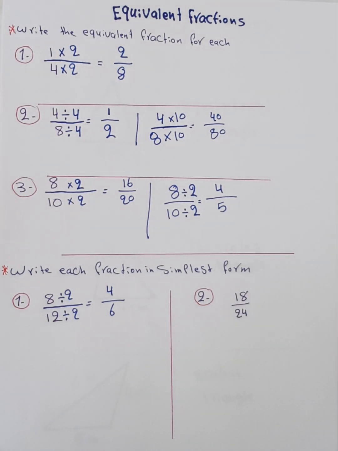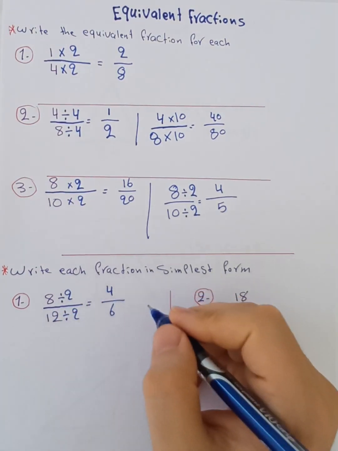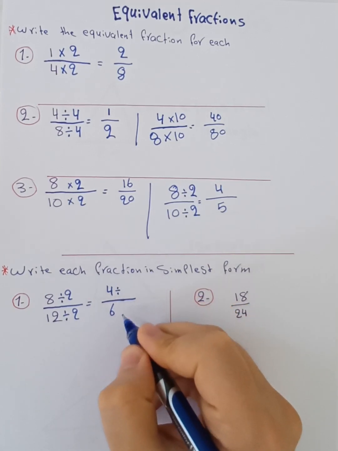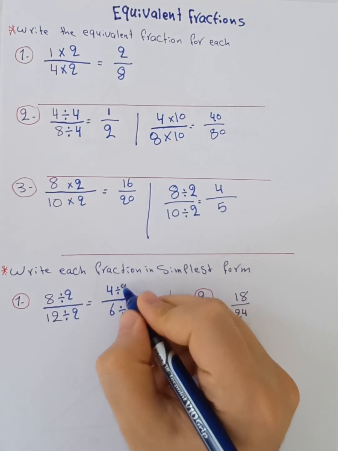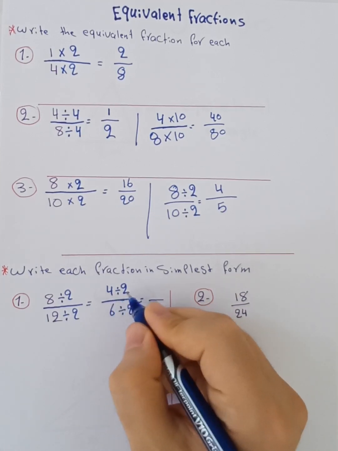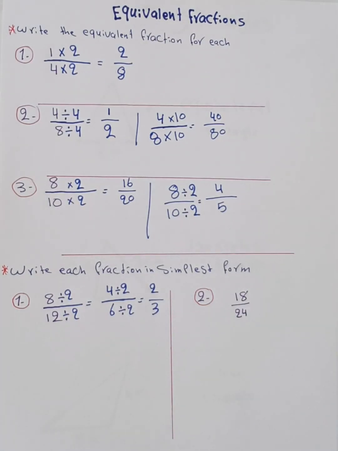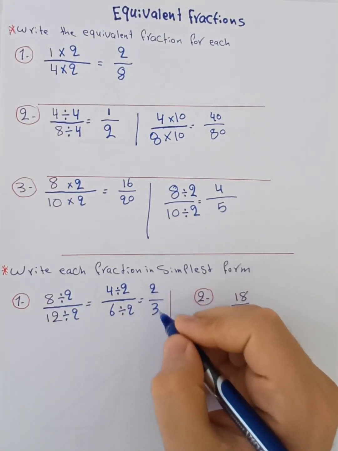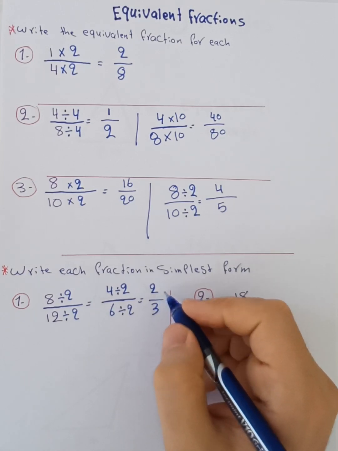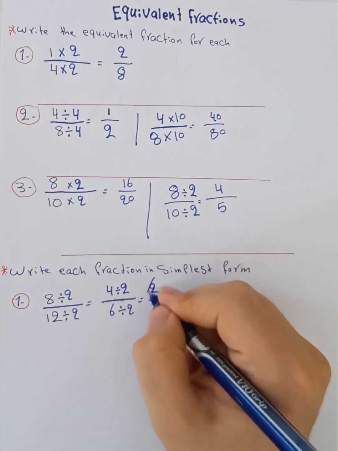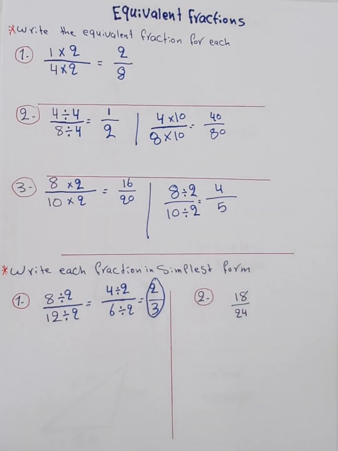After that, this is not the simplest form for 8 out of 12. Again, we can divide both numerator and denominator by 2. 4 divided by 2 is 2. 6 divided by 2 is 3. So if we divide both by 2, 2 divided by 2 is 1, but 3 is not divisible by 2. So 2 out of 3 is the simplest form for 8 out of 12.